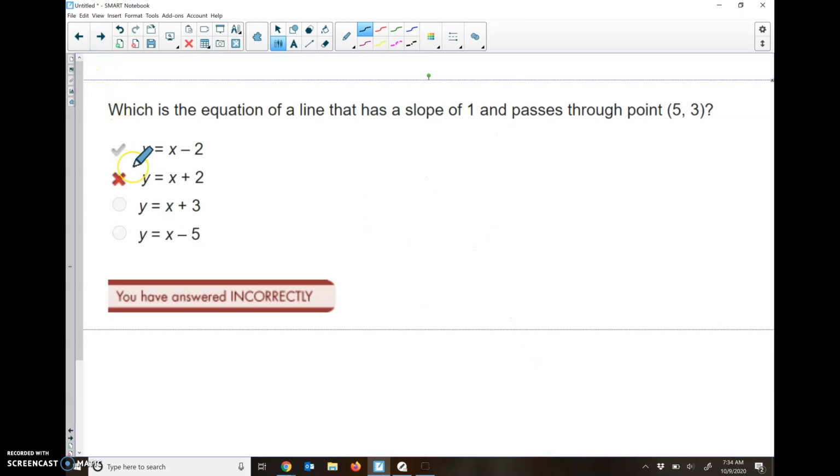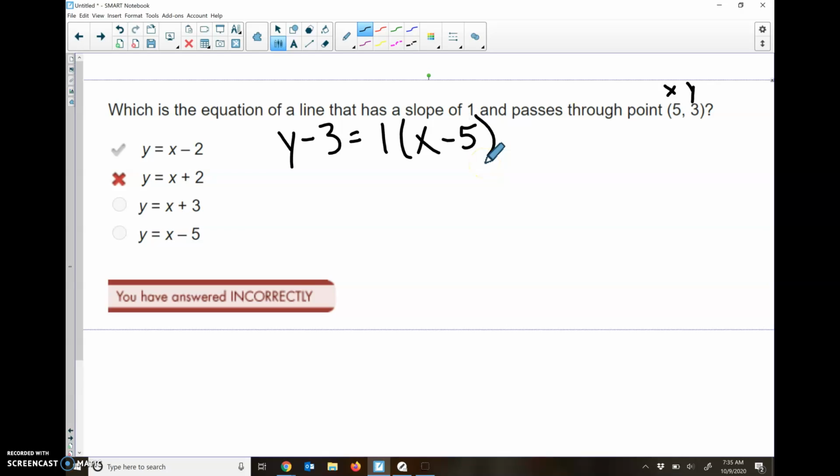All right, this one, same thing. We don't know the formula. They didn't give it to us this time, so we're going to have to fill it out and see what it looks like. So y minus, my y there is 3. It tells me my slope is 1, so that goes on the outside of the parentheses. And then my x is 5.